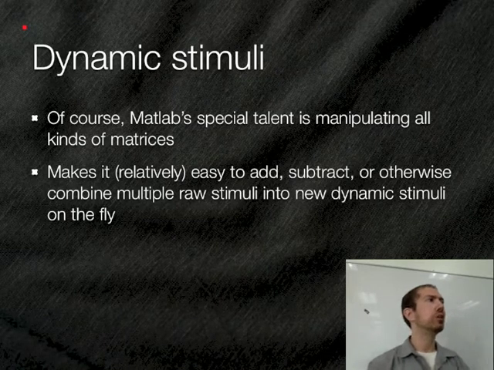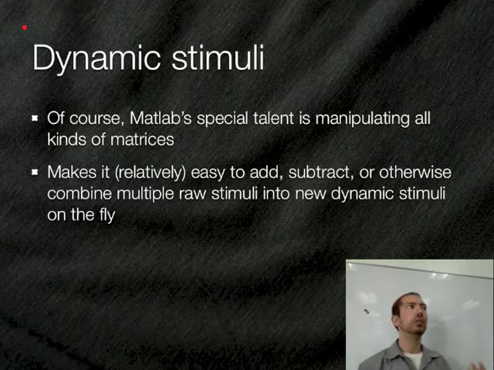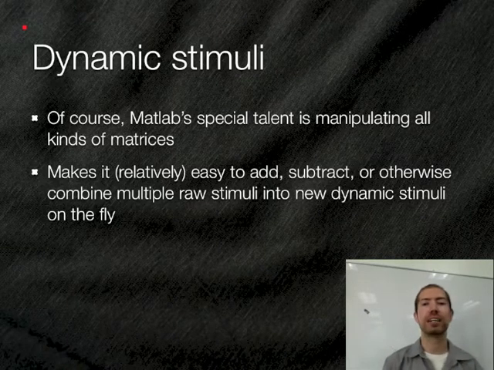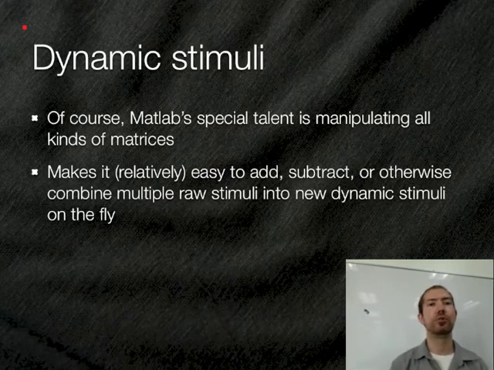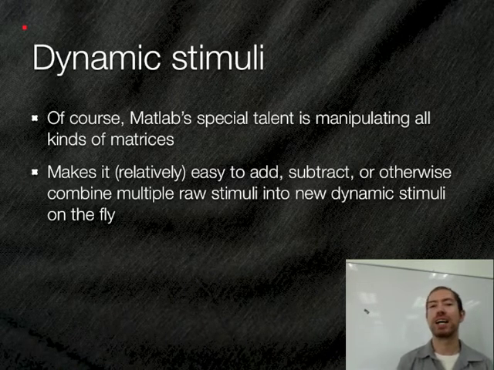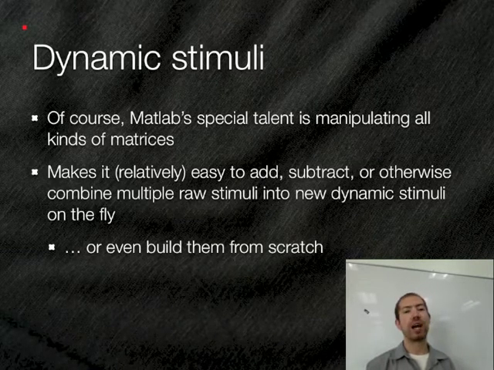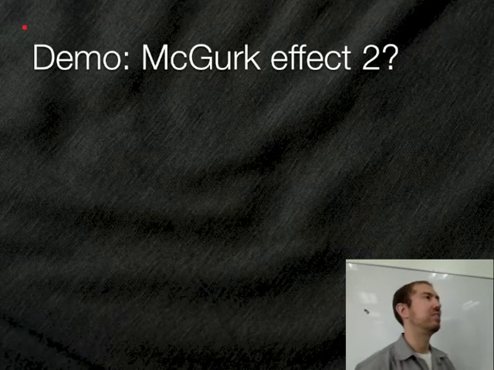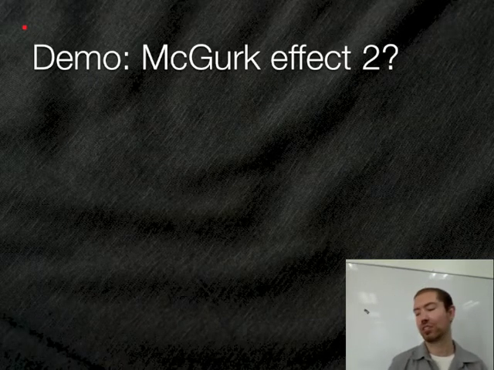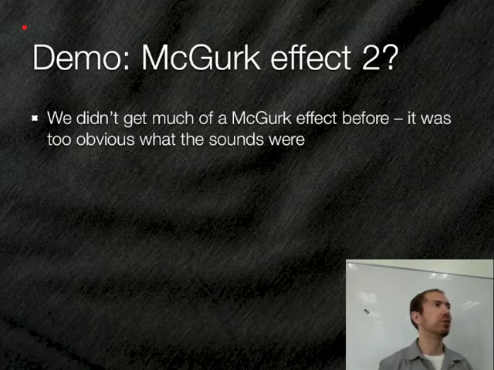So in MATLAB, it is relatively easy to add, subtract, or otherwise do things to raw stimuli to make new, quote-unquote, dynamic stimuli, or stimuli that you create or modify as the task is running, or even build them from scratch. So what we're going to transmogrify this demo into: first, we're going to finish this demo, to record response time and things like that.